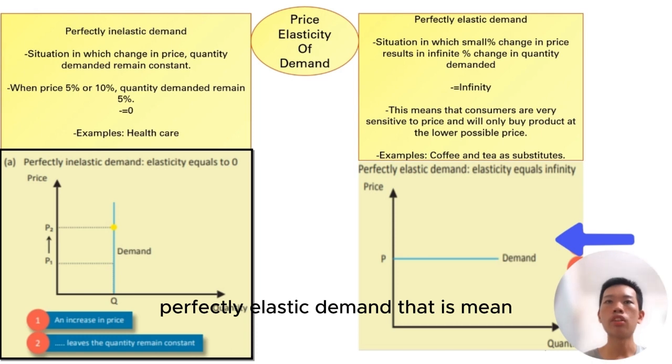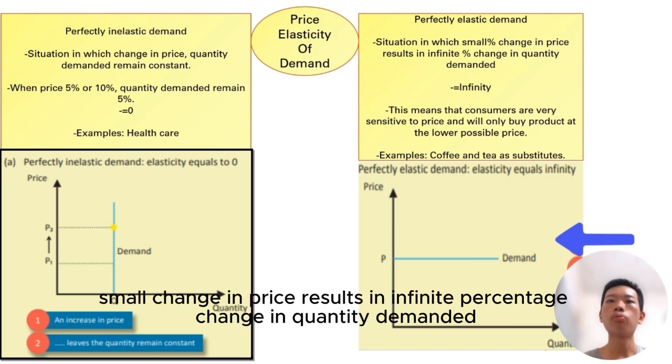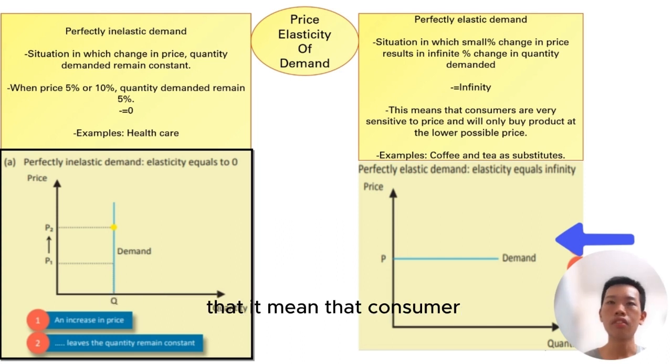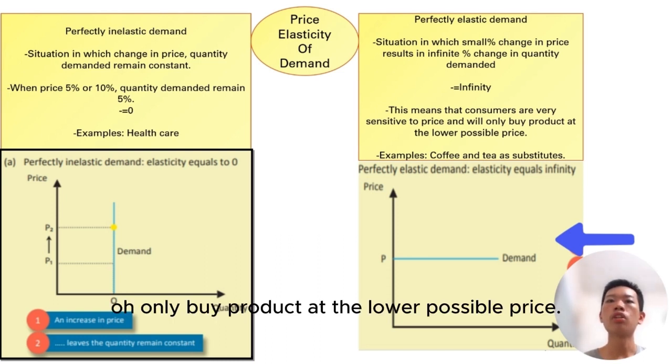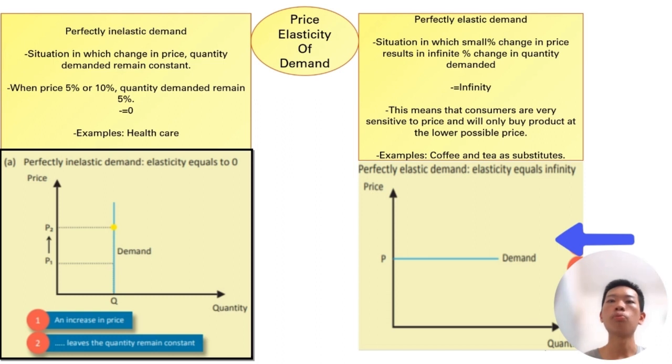The fifth is perfectly elastic demand. That means a small change in price results in an infinite change in quantity. Consumers are very sensitive to price and only buy the product at a specific lower price. For example, coffee and tea. This is the graph.